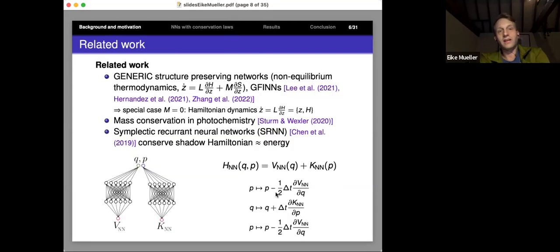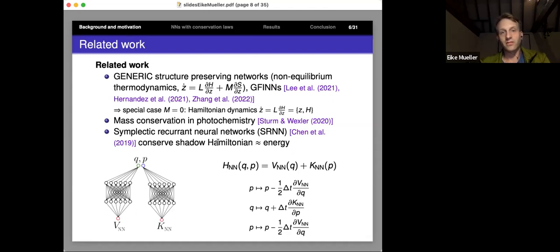Now I should, of course, say there is other work in this direction. There are generic structure-preserving neural networks, which can in a sense be seen as looking at more general problems. There you are looking at non-equilibrium thermodynamics. And I think if you leave out this term here, then you essentially recover Hamiltonian dynamics. So that's similar to the setup that I'm looking at here. There are also symplectic recurrent neural networks, which try to conserve one quantity.